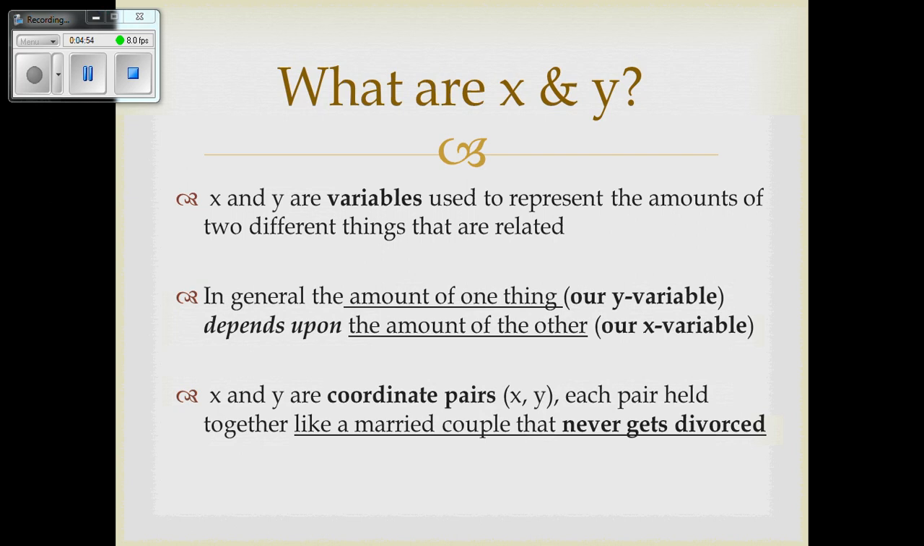x and y are coordinate pairs, and we see it written in parentheses, x comma y. And each pair is held together like a married couple that never gets divorced. So x and y don't exist independently when we are talking about a mathematical relationship between x and y. What we have are x, y coordinate pairs that stick together like glue.